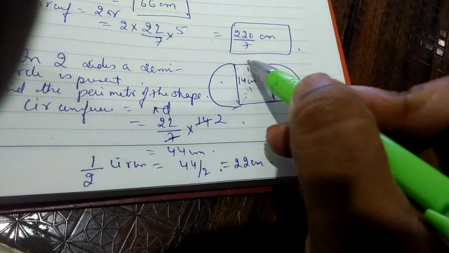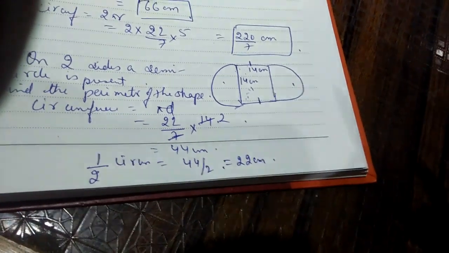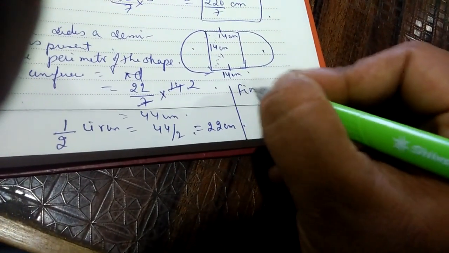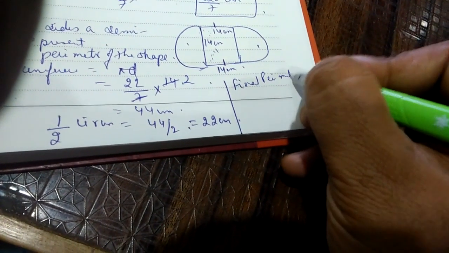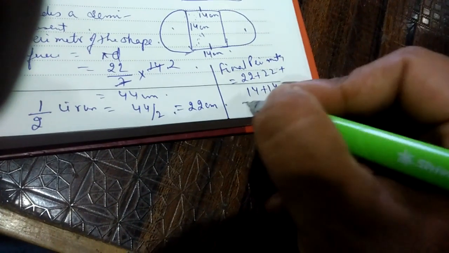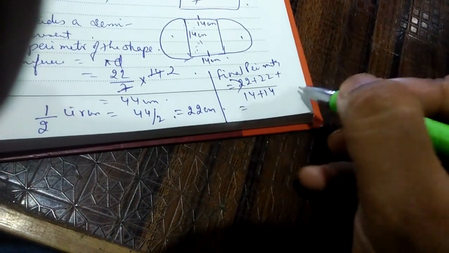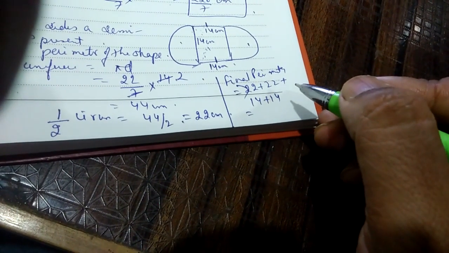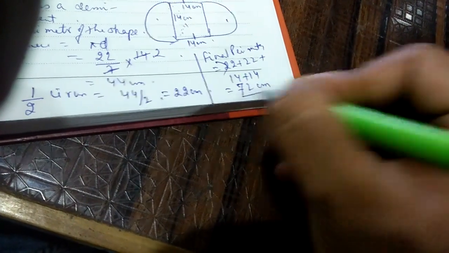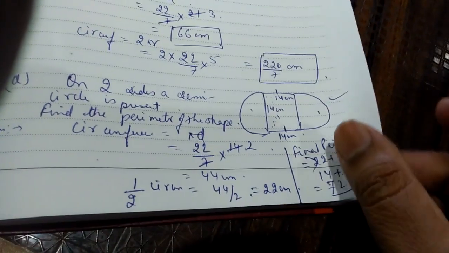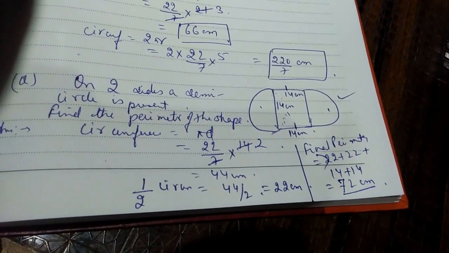Now there are two semicircles and this particular side is 14, this particular side is 14. Okay, so our final perimeter will be 22 plus 22 plus 14 plus 14, which is equal to 44 plus 28, which is 72 centimeters. As simple as that. All right. This is also a good question. Understand this. All right. So let's move on to the next topic, which is area of circle.